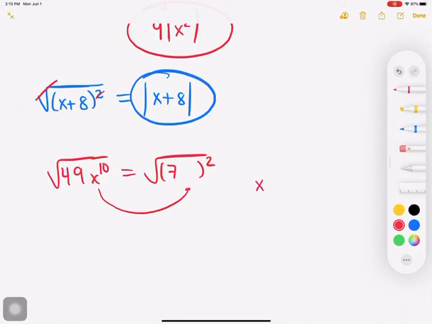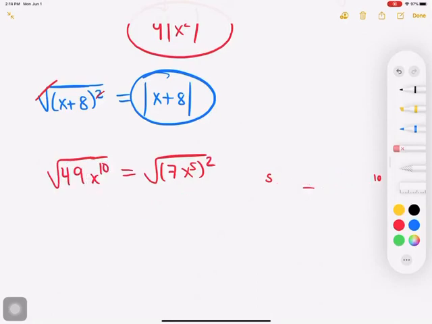X to the power of 10 is the square of what? Well, if you do x to the power of 5 times x to the power of 5, multiplication of variables means addition of exponents. So x to the power of 10 is the square of x to the power of 5. And then you can do the checking, right? 7 squared, that's going to be 49, and x to the power of 5 squared, 5 times 2, that's 10 on the exponent. Okay, so we haven't changed anything mathematically, we're just rewriting the expression.